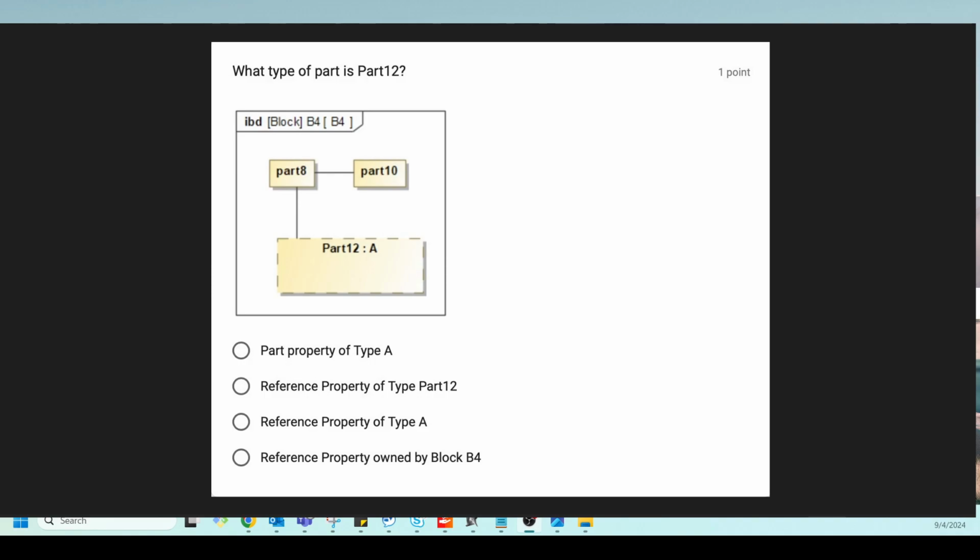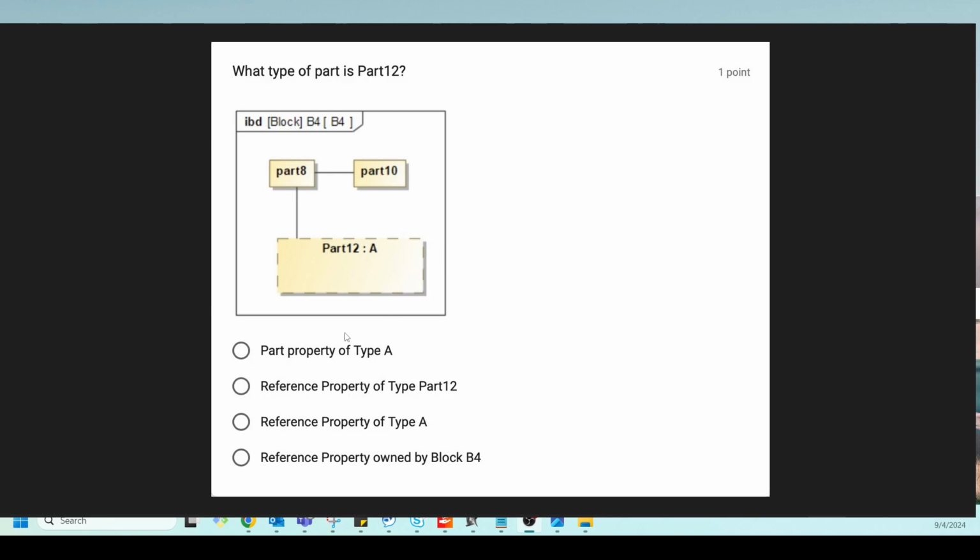So the question asks, what type of part is part 12? We want to focus our attention on this part 12, and you notice immediately that this is a dotted box. What that should tell you is that this is a reference property. If you didn't know that, you can reference section 4.7, reference properties, in SysML Distilled by Lenny Delligatti. That's page 67, where it talks about reference properties.